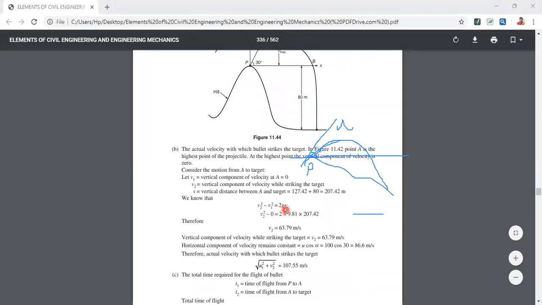Now we will use the equation of motion, v2 square minus v1 square equal to 2gs. I know the value, I want to find the value of v2 square, and v1 is 0, it is equal to 2 into g into s. So I get the value of v2. Now we are dealing with all vertical components, so wherever the horizontal component u comes, g is 0, so u also becomes 0. That is why here we are substituting 0. The vertical component of velocity while striking the target, v2, is 63.79, and the horizontal component is given by u cos alpha, that is 100 cos alpha.